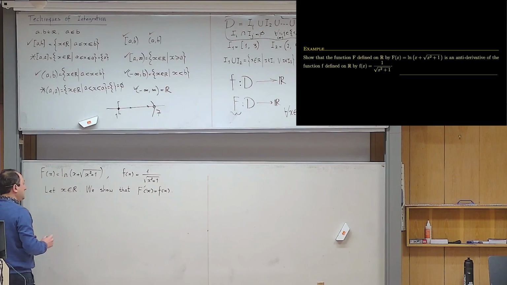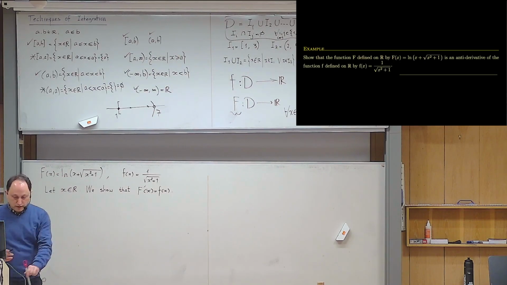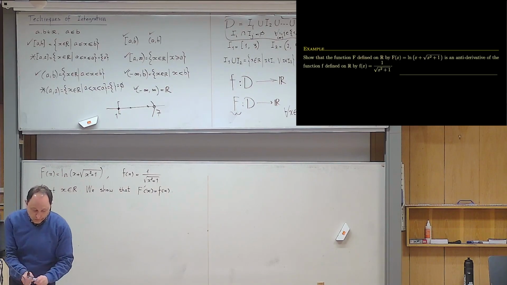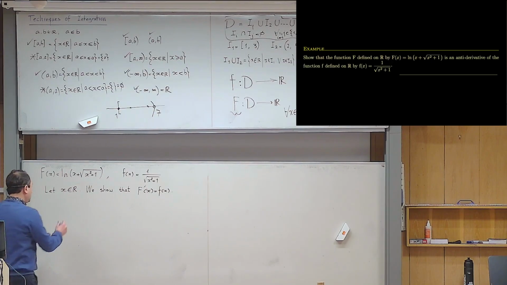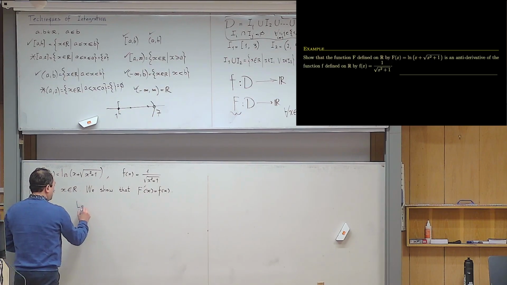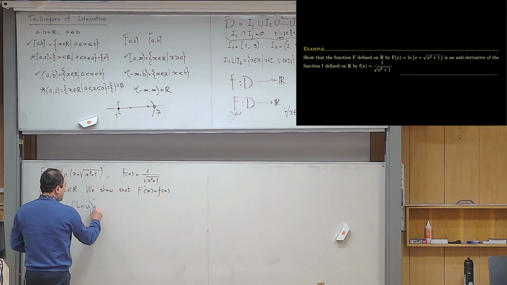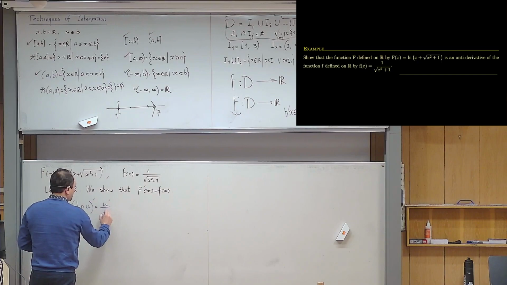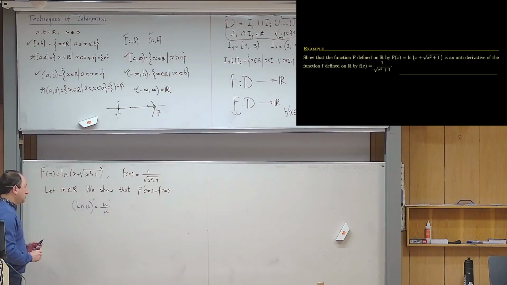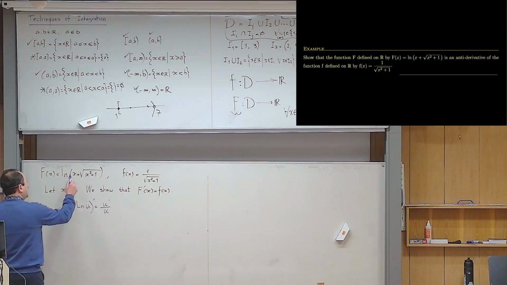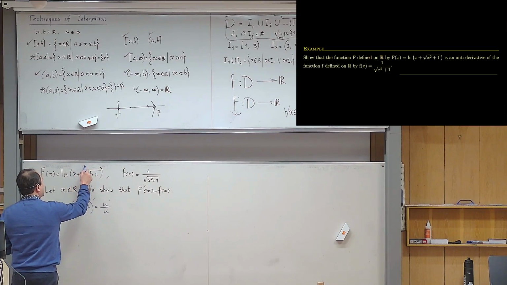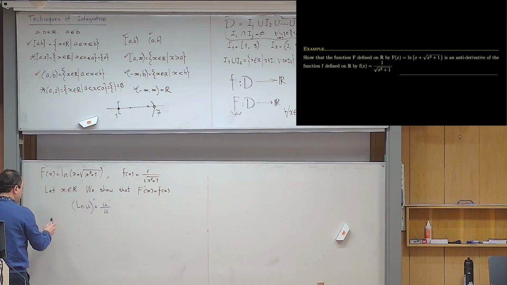How should I differentiate? I need to remind you about this formula. You know that if I have ln of u, where u is a function of x, wherever u is positive, of course, because otherwise ln is not defined, and I want to differentiate it, it becomes u prime divided by u. So you had this in the previous lessons. Okay, so here I give the role of u to this expression, and I calculate F prime of x.